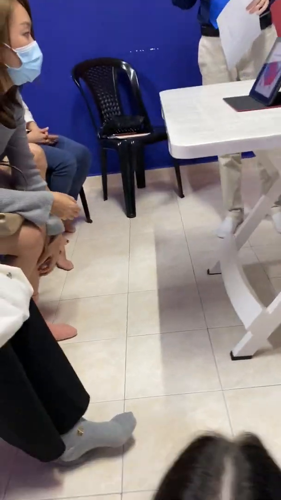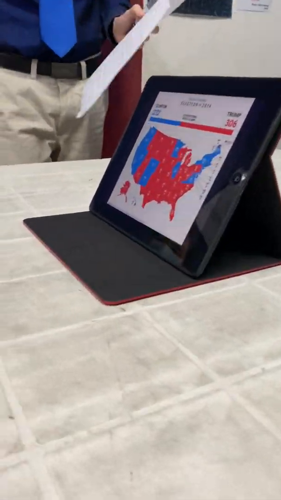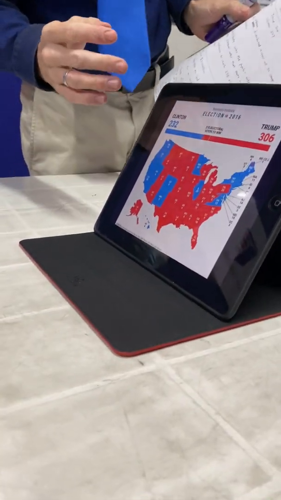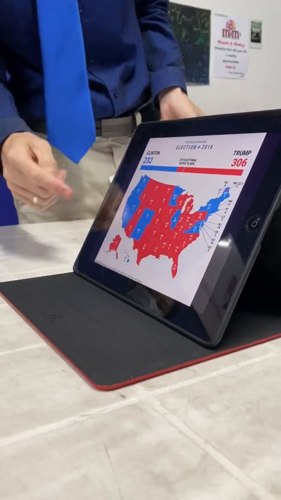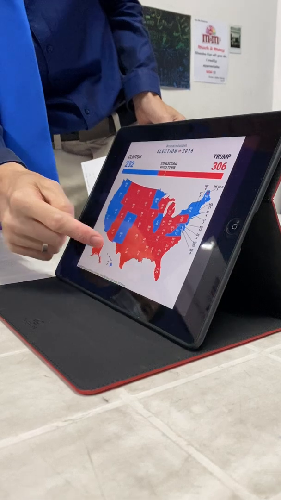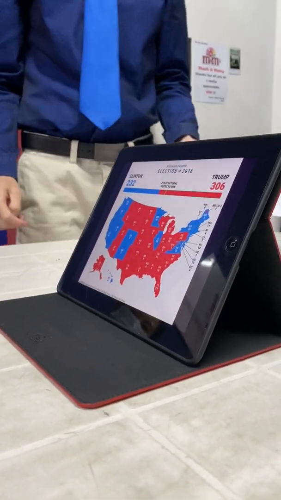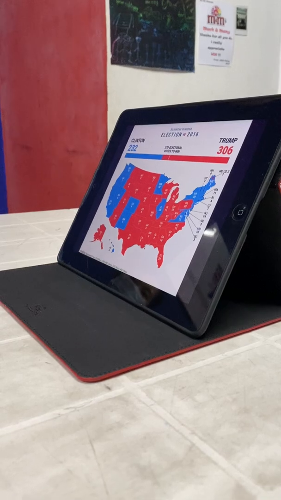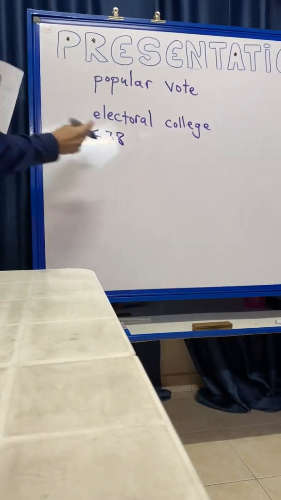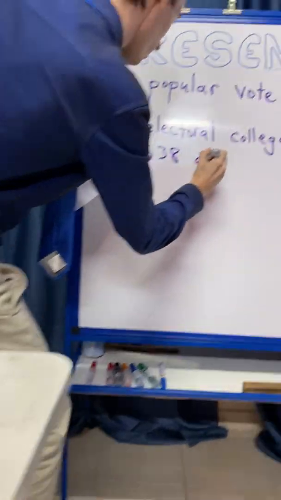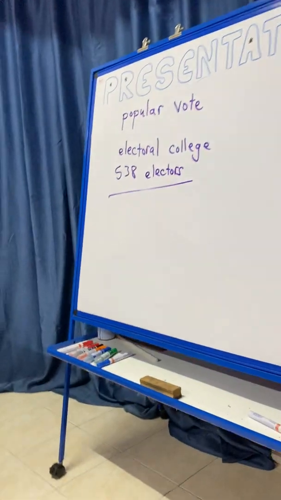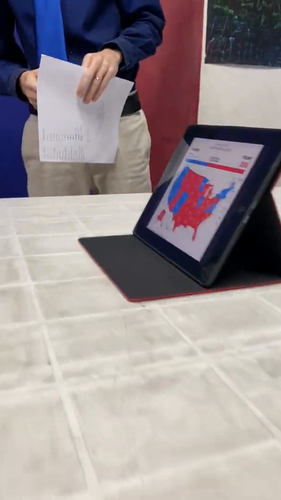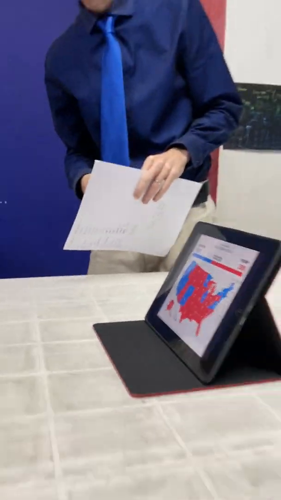So if you take a look at the map, you can come a bit closer if you can't see it. America has 50 states, right? So each little shape here is a state of America. We've got New York over this side, we've got California here, Texas, Florida, and there are 538 electors in the whole of America. So these are people, okay? 538 electors, and they are distributed between each state of America based on the population of the state.